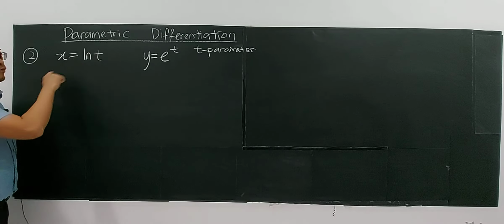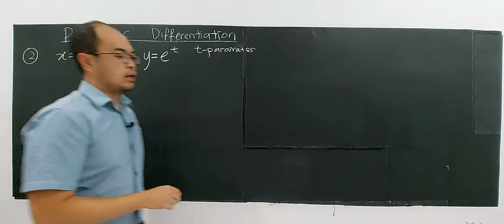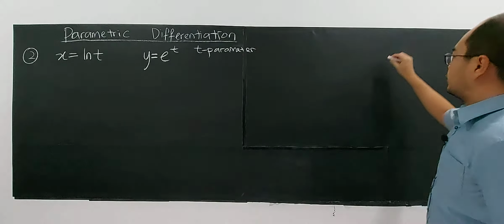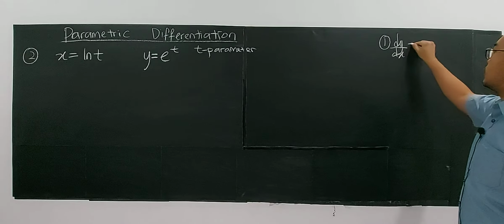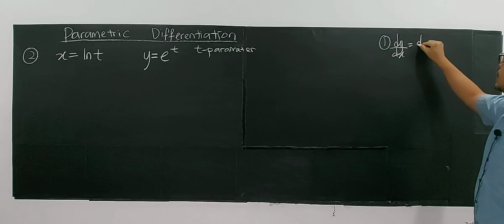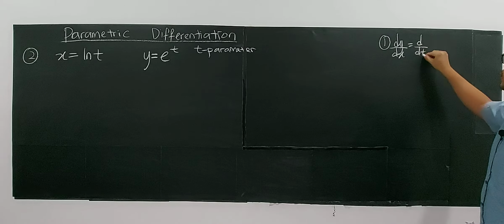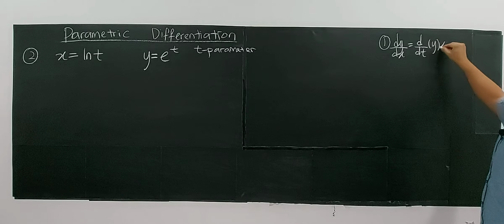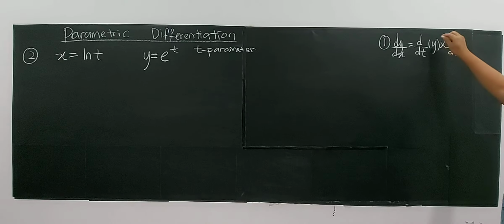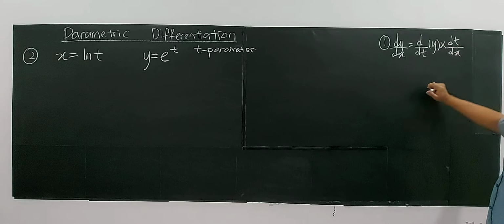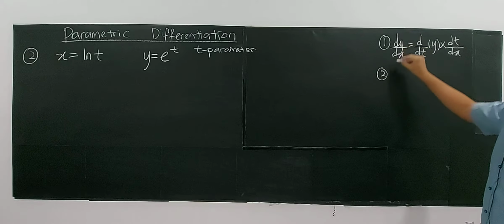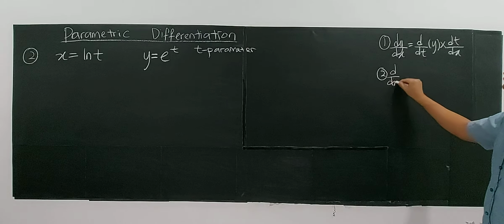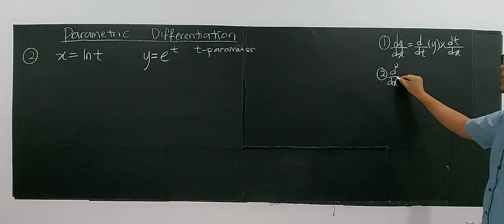So for this type of differentiation, we want to find dy/dx, and we need to apply the chain rule. Okay, I rewrite the chain rule: dy/dx is dy/dt multiplied with dt/dx.